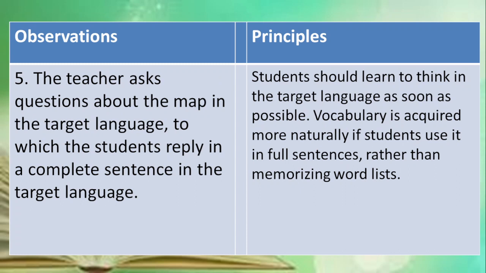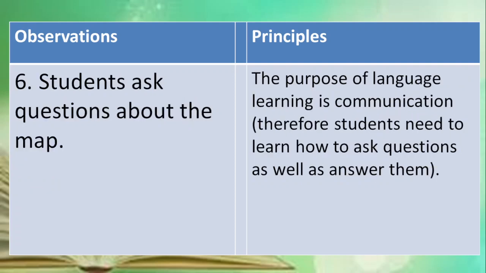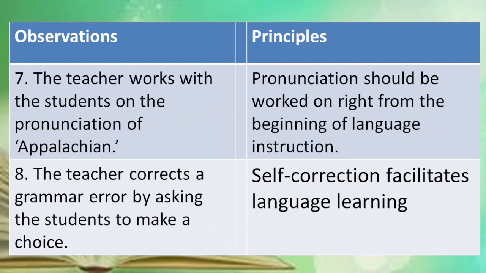5. The teacher asks questions about the map in the target language, to which the students reply in a complete sentence in the target language. Students should learn to think in the target language as soon as possible. Vocabulary is acquired more naturally if students use it in full sentences, rather than memorizing word lists. 6. Students ask questions about the map. The purpose of language learning is communication. 7. The teacher works with the students on the pronunciation of Appalachian. Pronunciation should be worked on right from the beginning of language instruction.